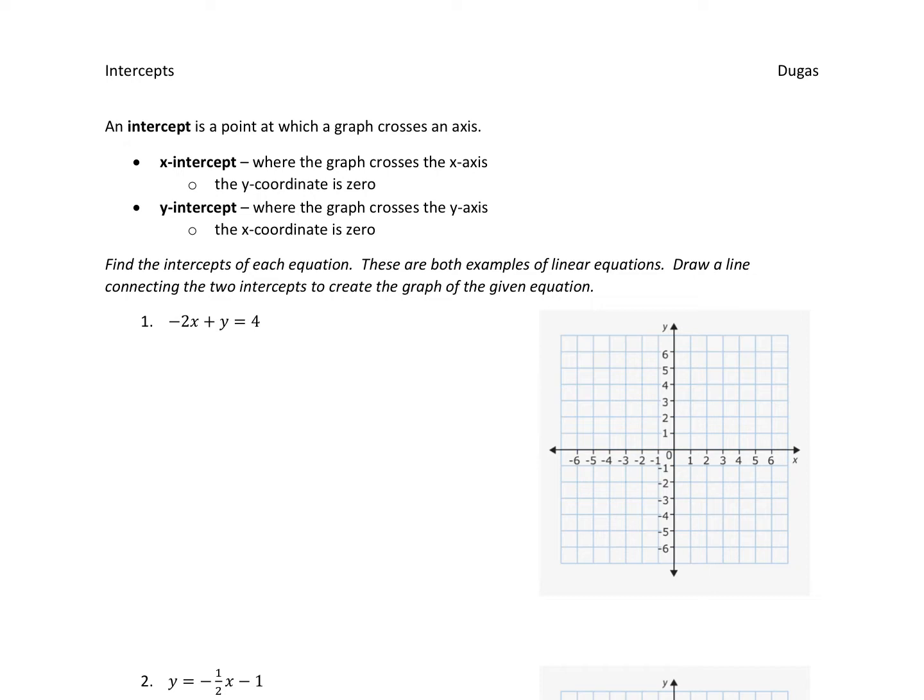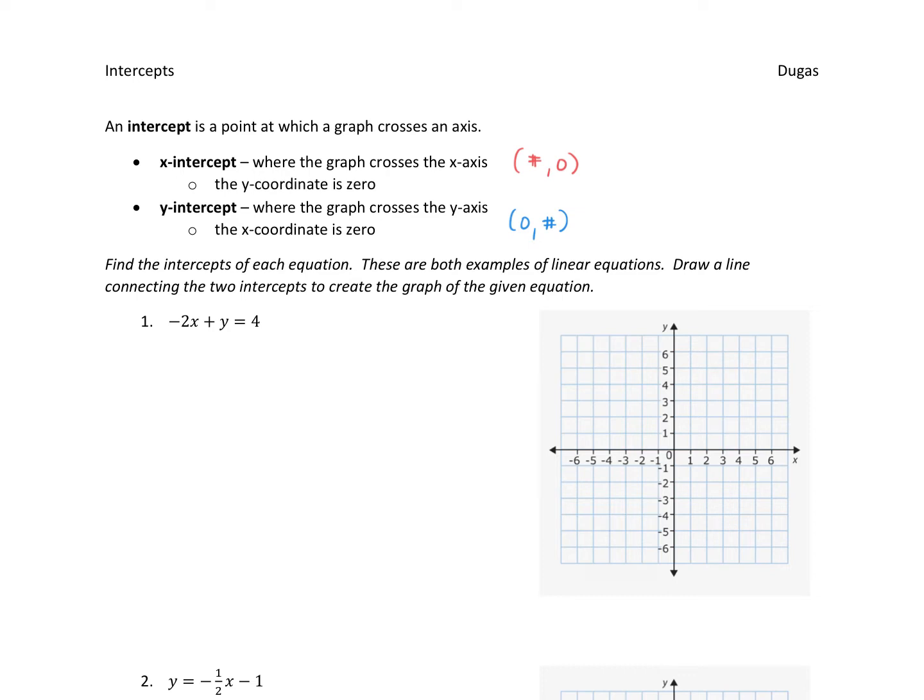The y-coordinate is 0. So when you see an ordered pair for an x-intercept, you will see some number and then 0 for the y value. That is how you know you have an x-intercept. The y-intercept is where the graph crosses the y-axis. In this case, the x-coordinate is 0. So you only have a number in the y values place, and that's how you know it's a y-intercept.